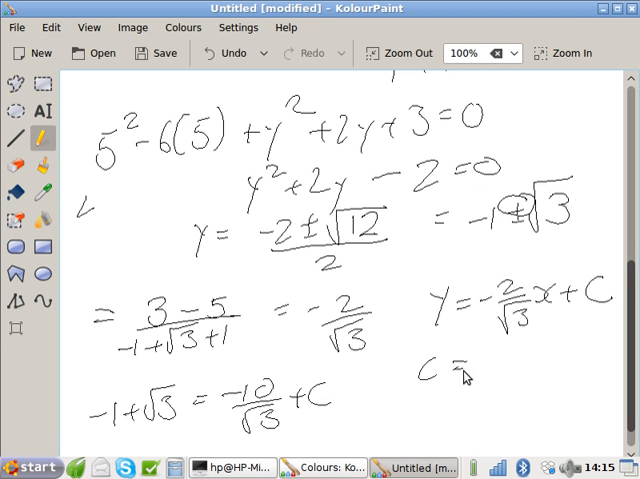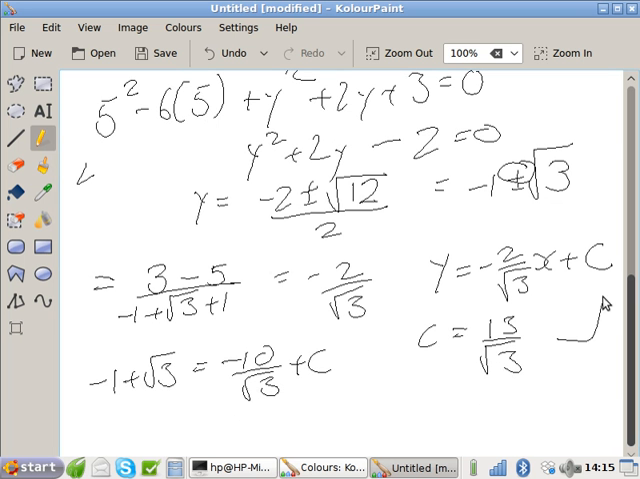So what do we get for c? Something ugly as well. Anyone have it? 13 over root 3. Yes, x is 5 and y is minus 1 plus root 3. So that goes back in for c, and our answer is y equals minus 2 over root 3 x plus 13 over root 3, which is not the answer at the back. Is that right? Of course not.